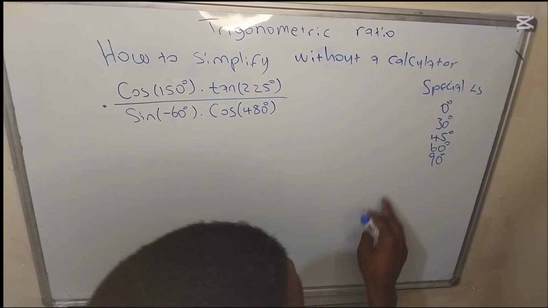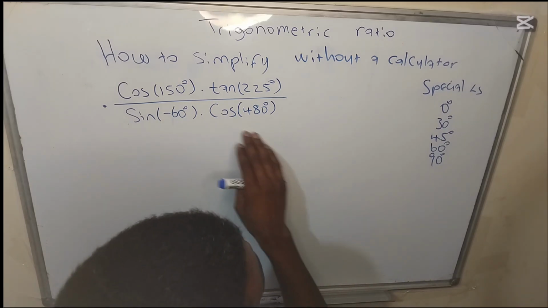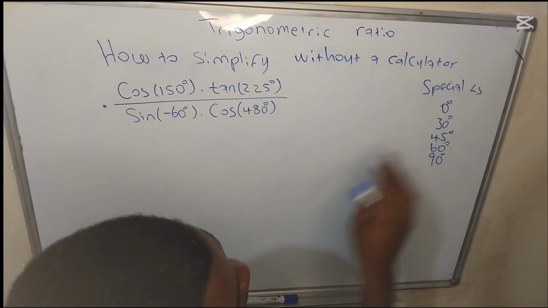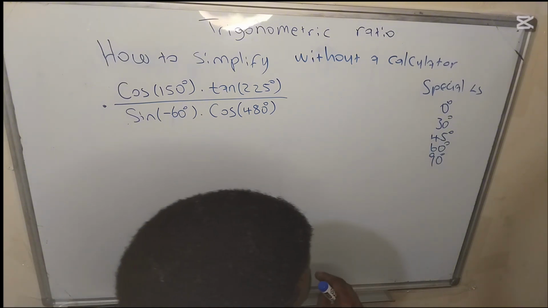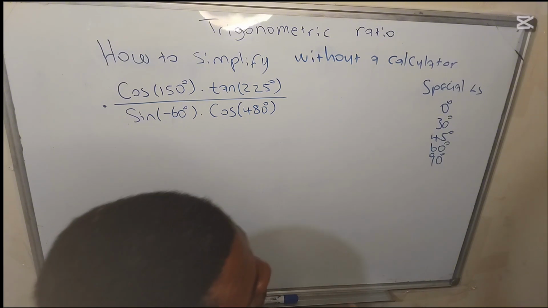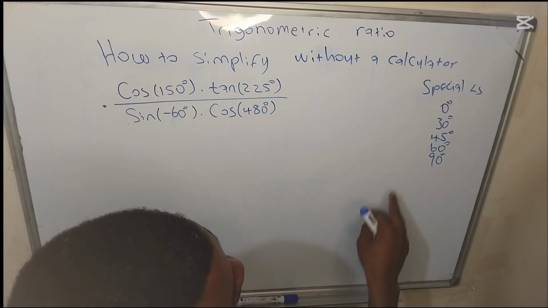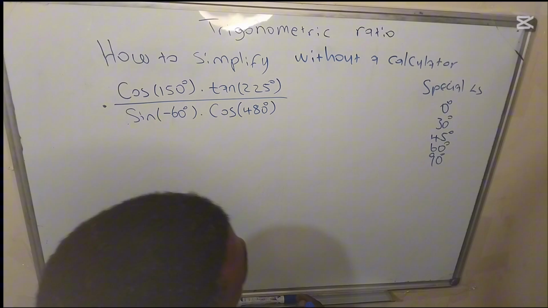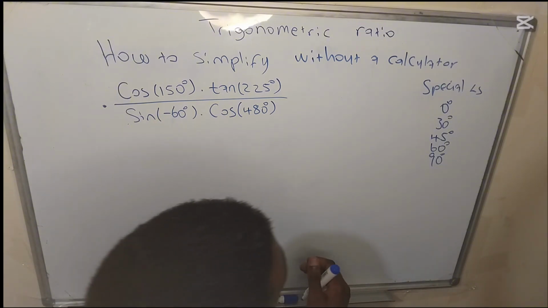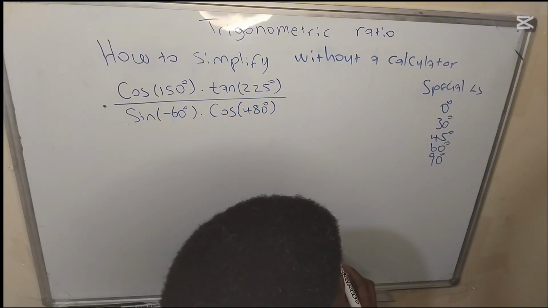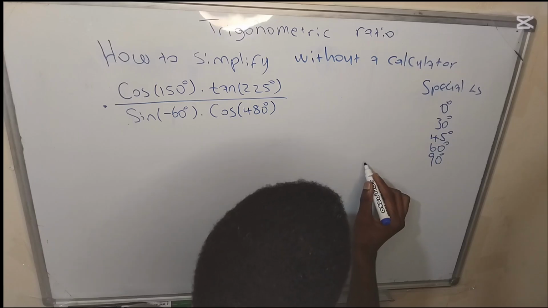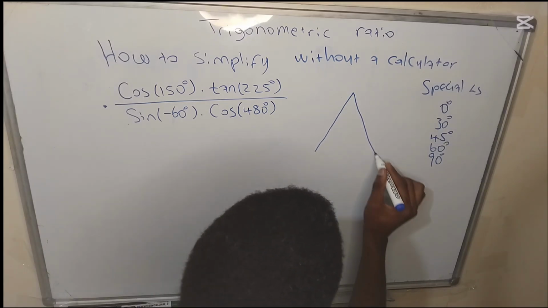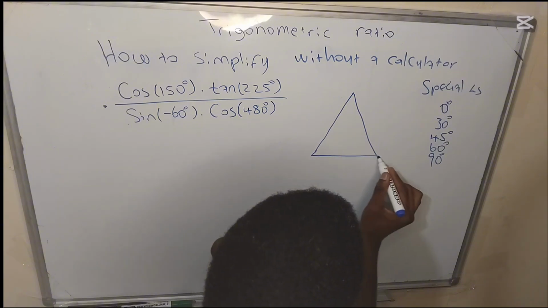And in order for you to simplify this expression using these special angles, you need to know how to express them in the form of a triangle. So we basically have two triangles that we can use to express these special angles. We have a triangle called an equilateral triangle. So this is our equilateral triangle.